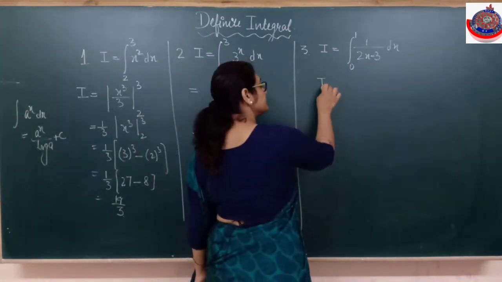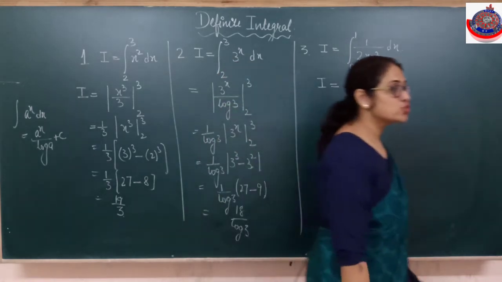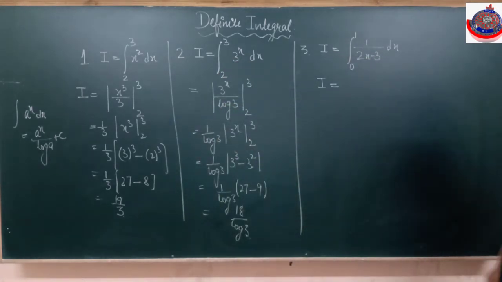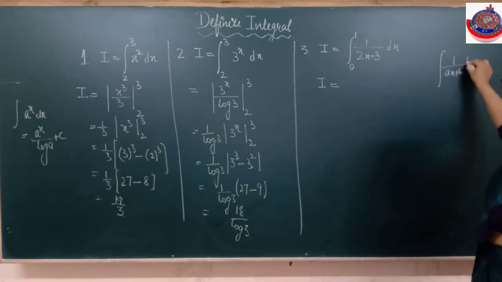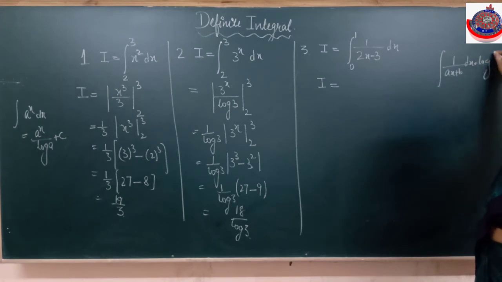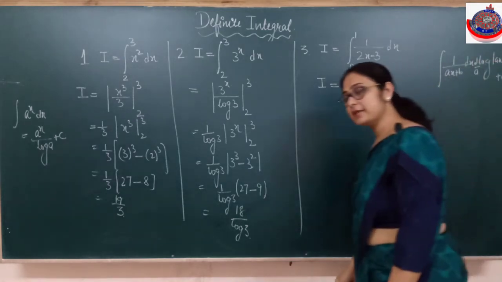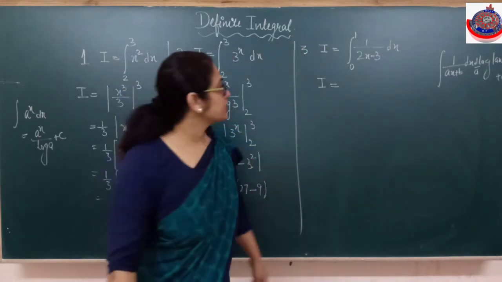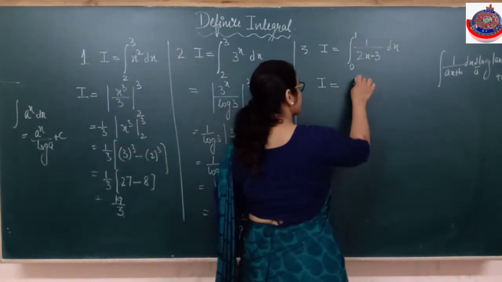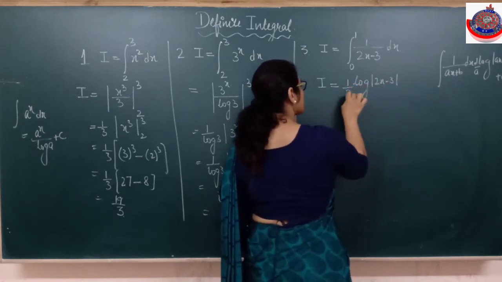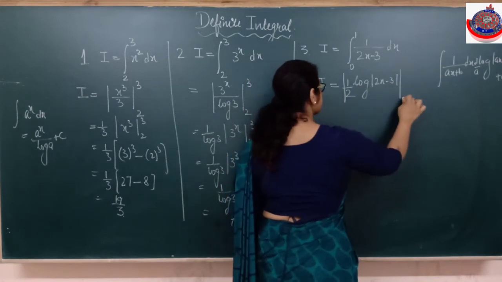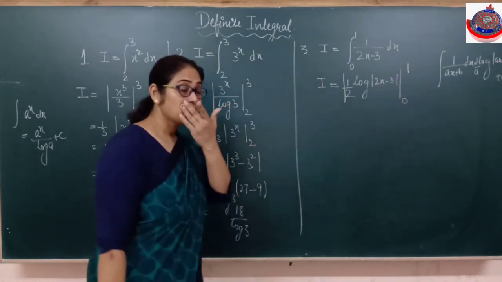Now coming to the next one. Which form is it? 1 upon 2x minus 3. 1 upon a linear, that means 1 upon ax plus b. What is the integration of 1 upon ax plus b? That is log of ax plus b divided by the coefficient of x. Is it clear? Plus c, because that is indefinite integration. Now if I integrate, I will get log of 2x minus 3 divided by the coefficient of x, and then substitute the limit. Alright, clear?